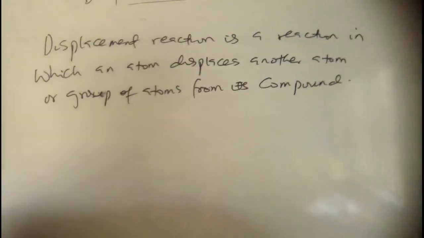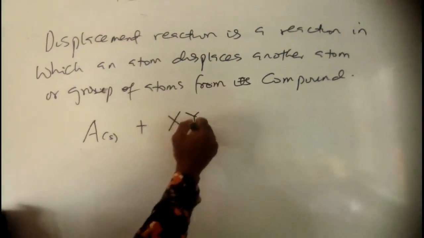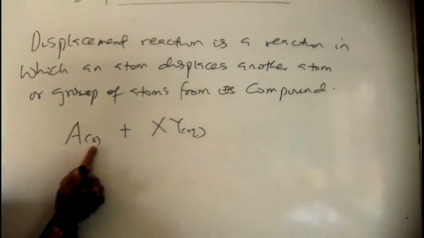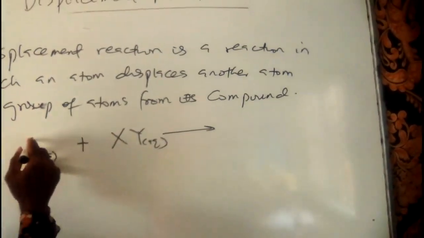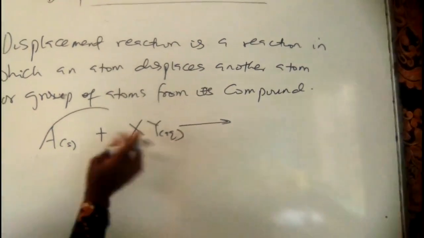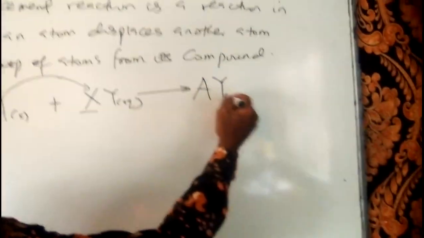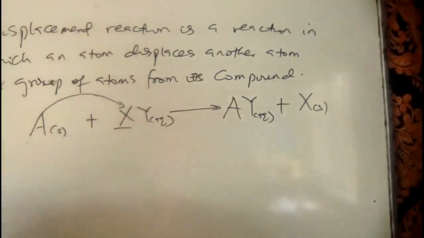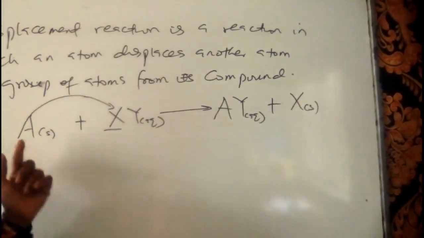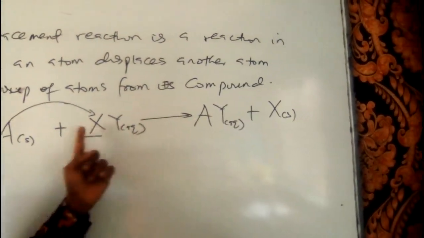So look at the illustration. An atom A coming into a compound SY. A is in solid state, SY is in solution or aqueous state. A goes to replace S, giving us AY, and then S coming out to be in solid state. You notice something important here. A was formerly solid. Here A had joined Y to be in solution in aqueous state, while S that was dissolved before now takes the state of S to become solid.